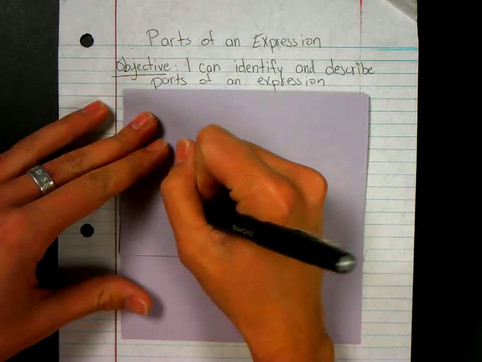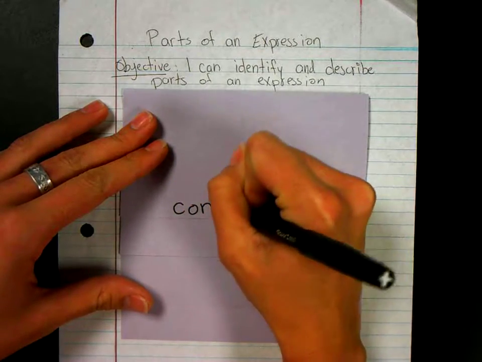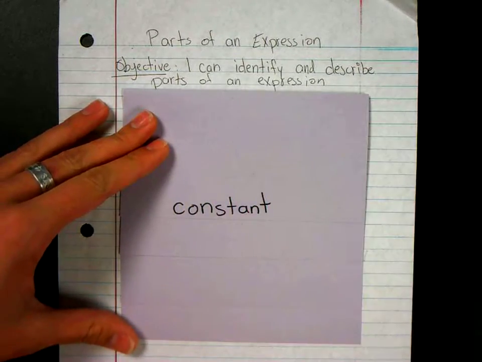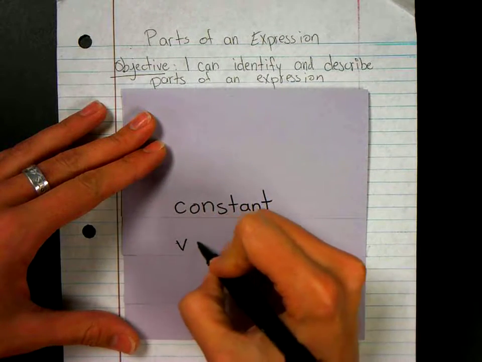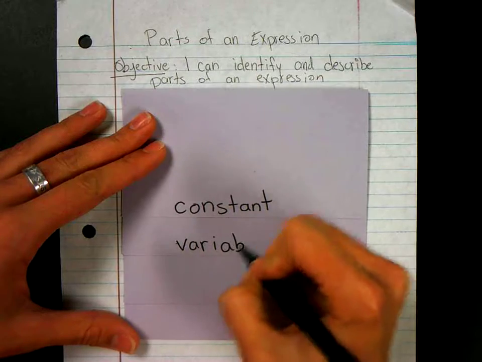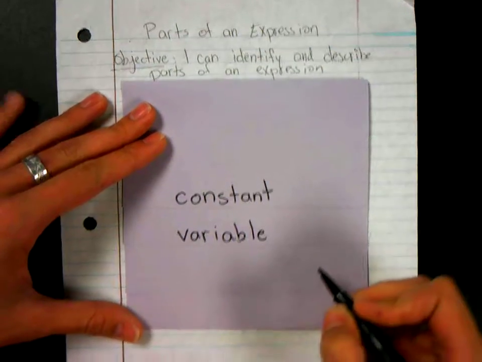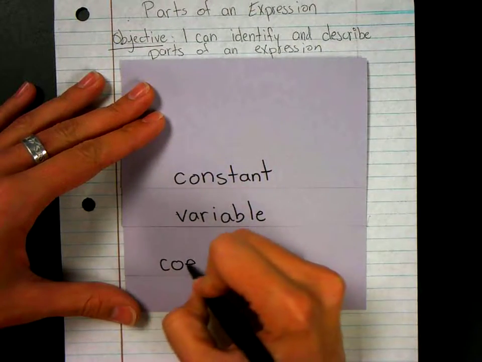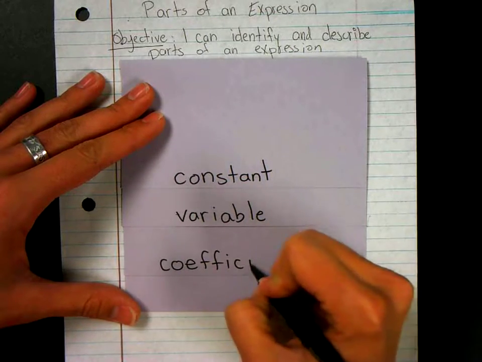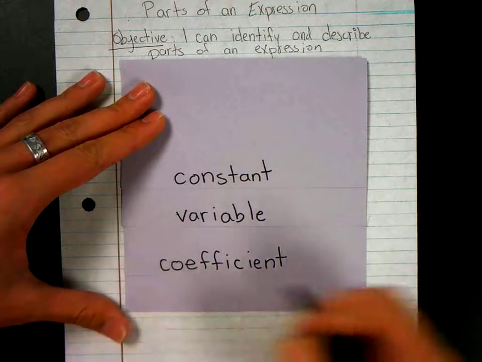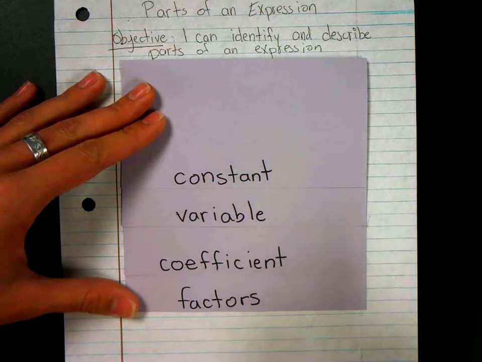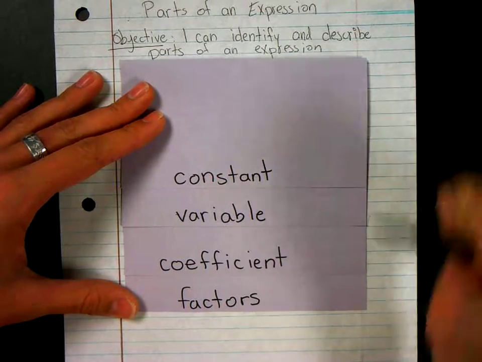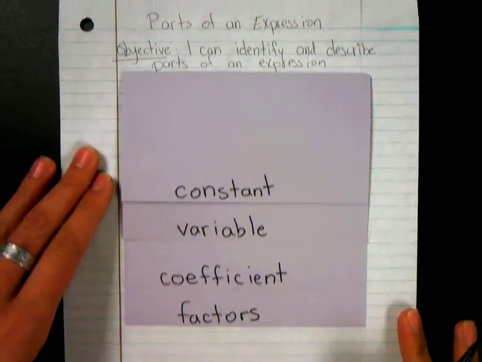So on the first flap, we're going to start with constant. That's going to be our first vocab word. And that's just on the top flap. I didn't flip anything. Our next vocab word is going to be variable. The third flap is going to be coefficient. And our last one is going to be factors. So those are the 4 vocabulary terms on the purple foldable. So let's get started with the examples and the definition.